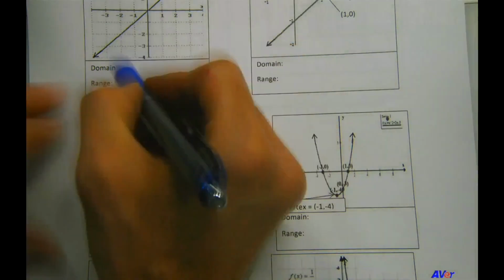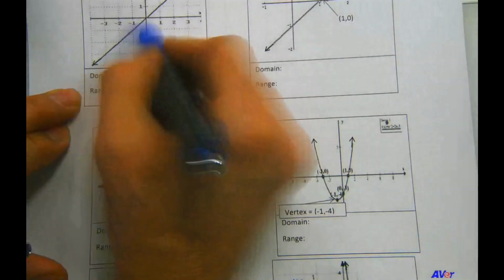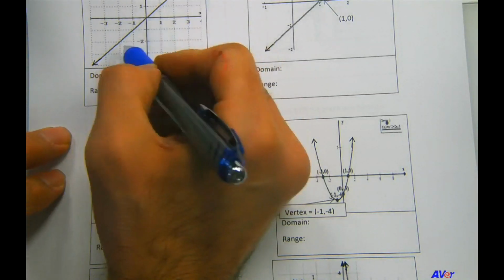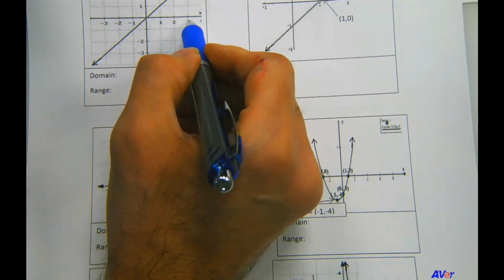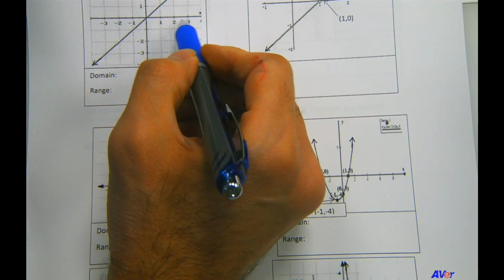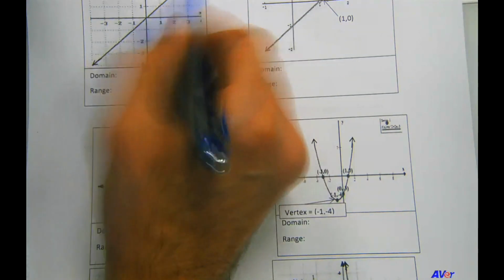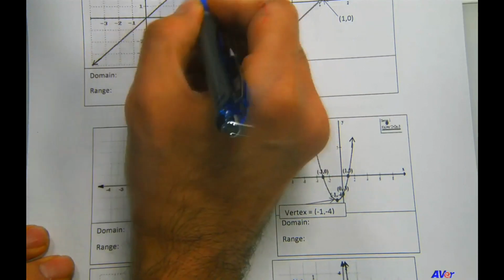So, for domain, we need to look at the x-axis. We need to force our eyes, when looking at a graph, to look at the x-axis and exclude any restrictions on the x-axis or along the x-axis. Do you see any restrictions along the x-axis?